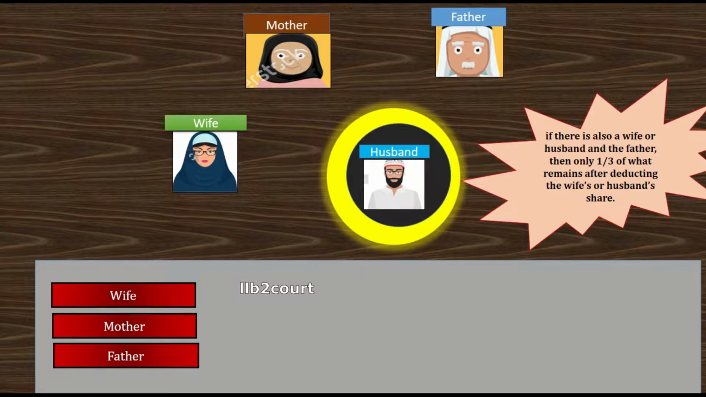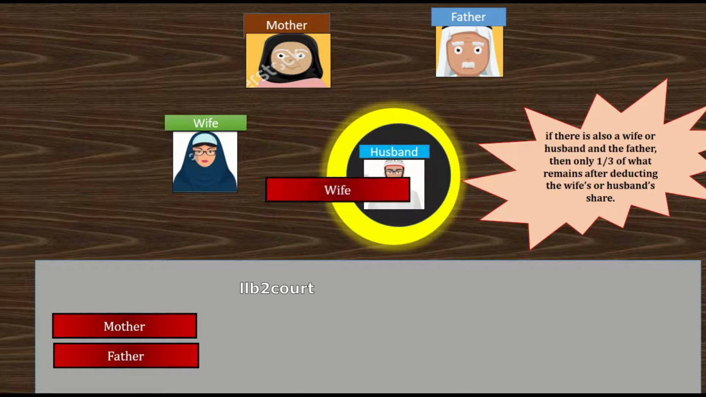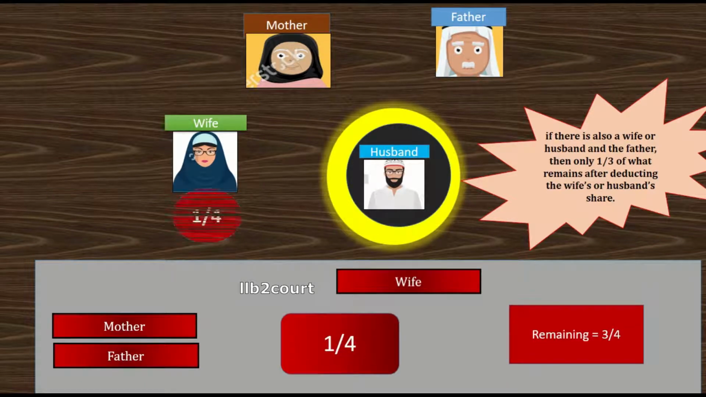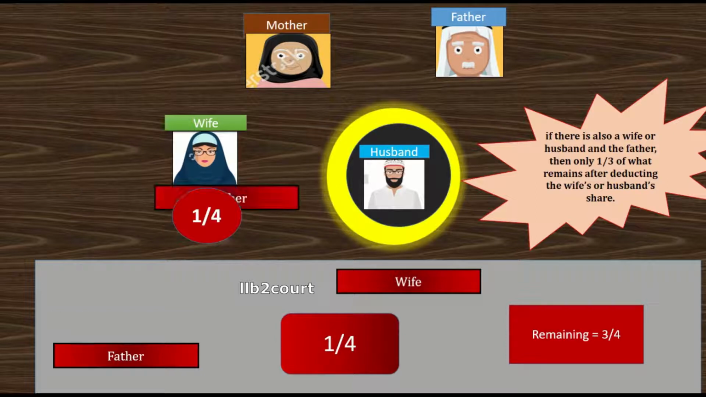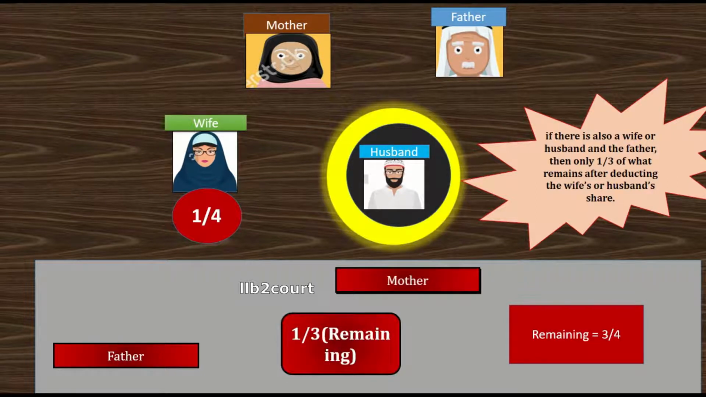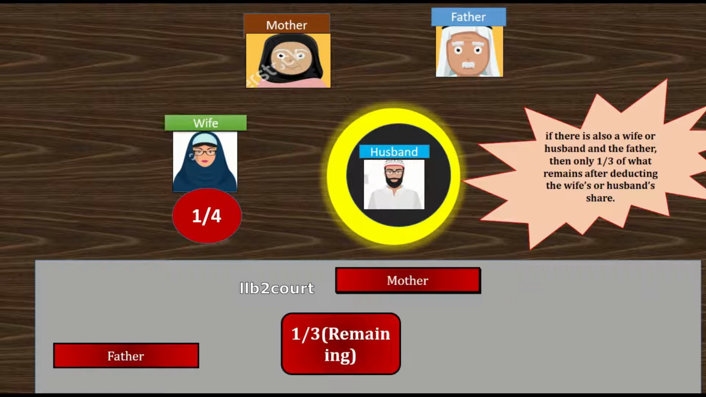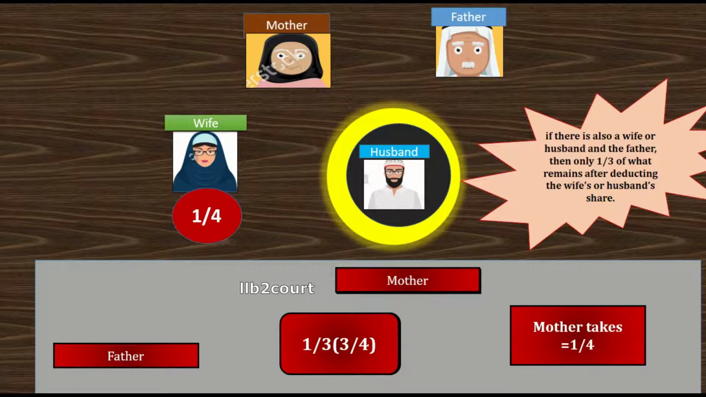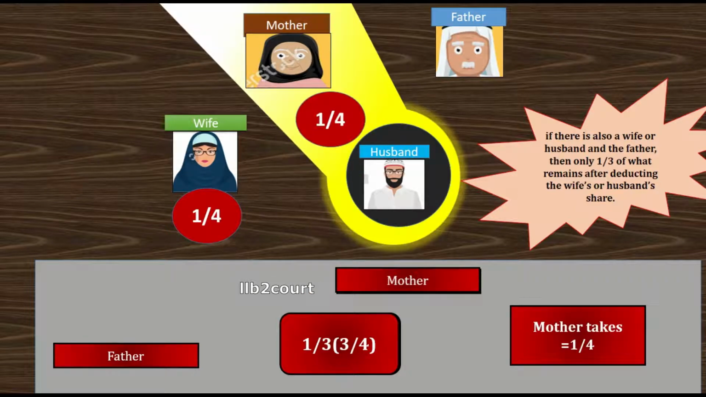As we already saw, the wife will get 1/4 if the deceased person doesn't have children. So the wife is getting 1/4. The remaining is 3/4. The mother will now get 1/3 of the remaining. 1/3 of 3/4 is 1/4. So the mother will get 1/4. So 1/4 and 1/4 is 2/4. The remaining is again 2/4. That will be given to the father because he is the residuary. We will see the residuary concept later.